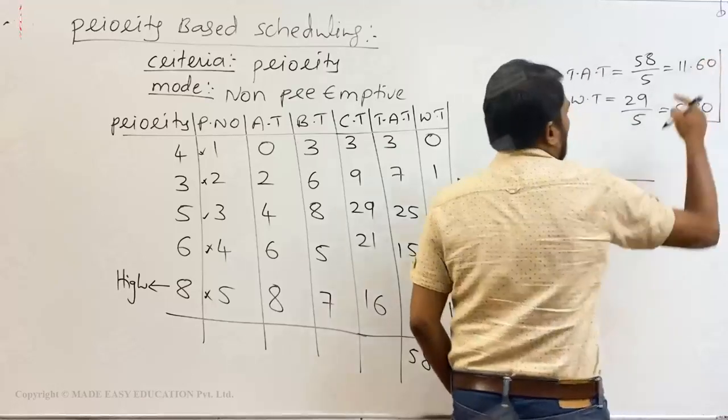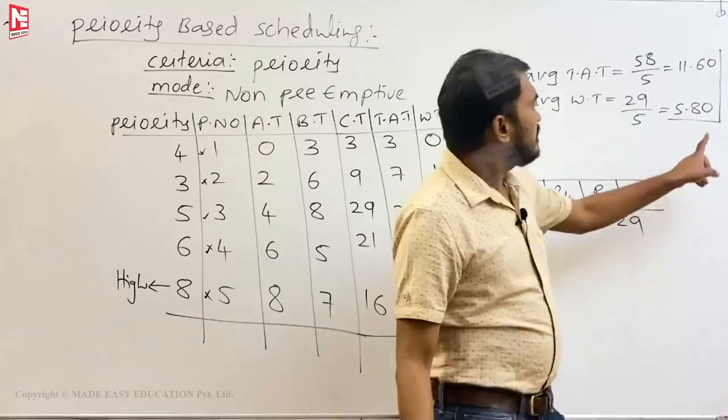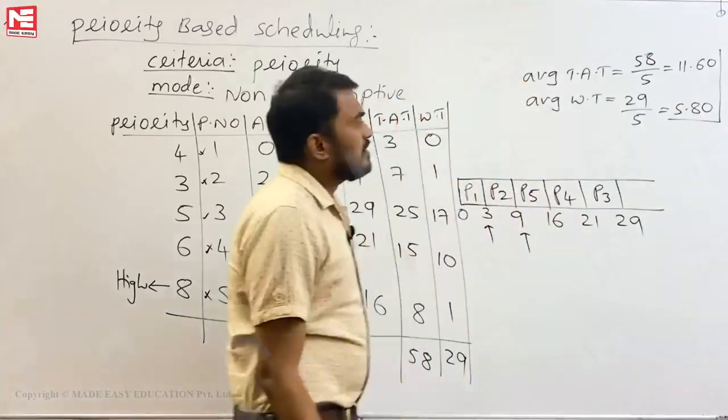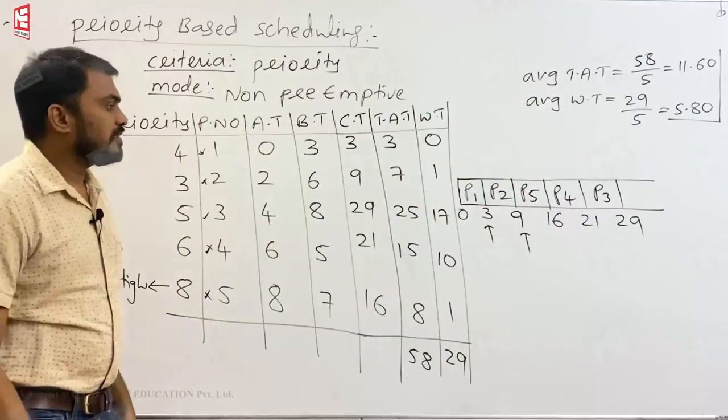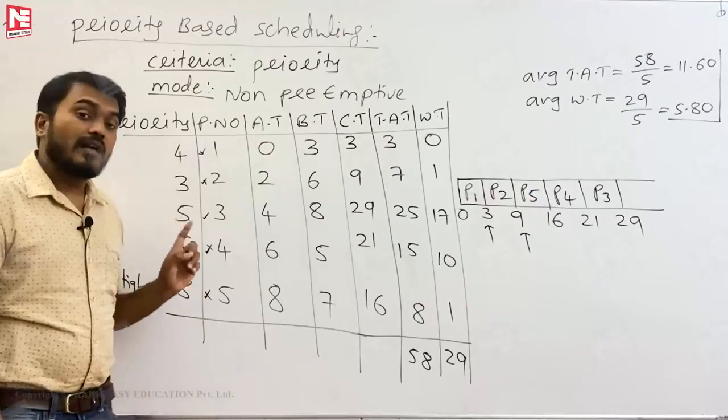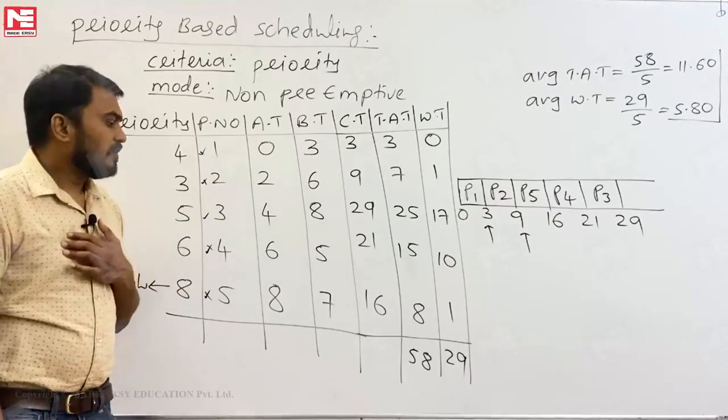Answer up to 2 decimals. Is this visible? Last line. Okay, so understand here: 11.60 and 5.80. So this is how you have to solve the problem. Now remember, what is more important again? The calculation is important. So we'll take up the next question.